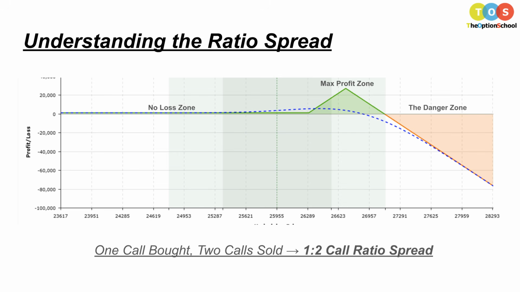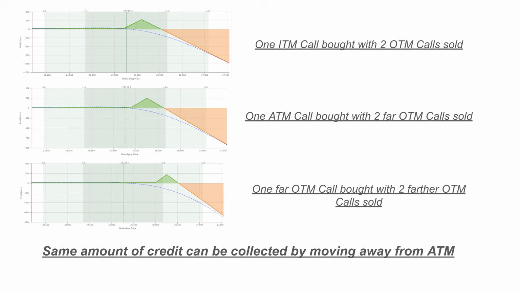If we see the payoff diagram, it will be something like this. Now this payoff diagram has three zones. First is the no loss zone. So if the market falls to any levels, there will be no loss. We will be making that 20 rupees, the credit which we have taken. Second is this triangular portion which is the max profit zone. So if the market expires within this triangular zone, it will be giving us maximum profit which can be huge. But if the market crosses that triangle, it goes to a danger zone which is red.